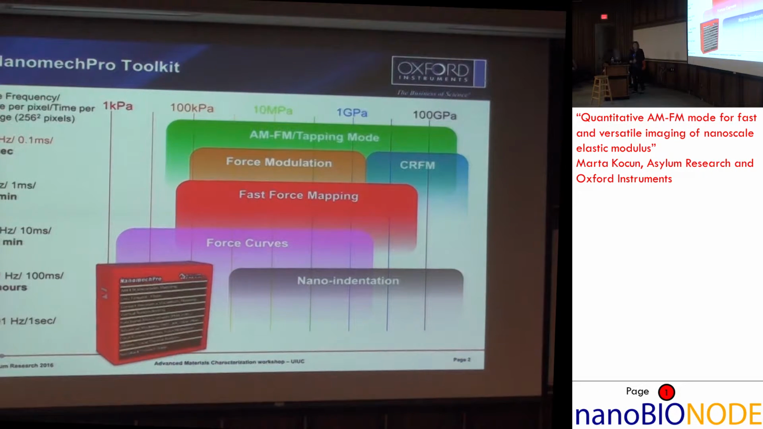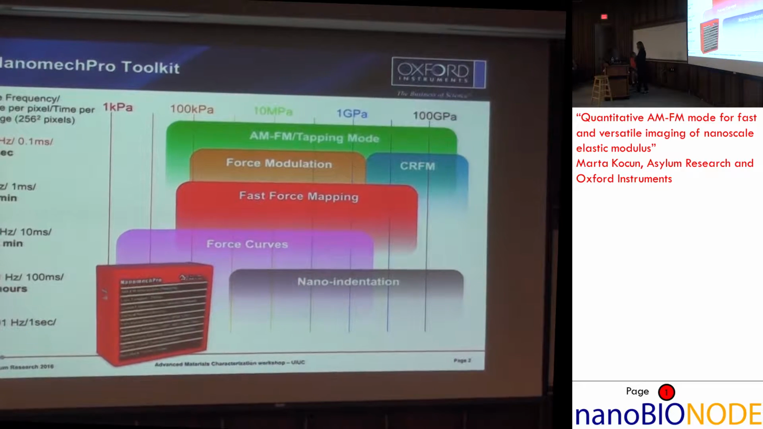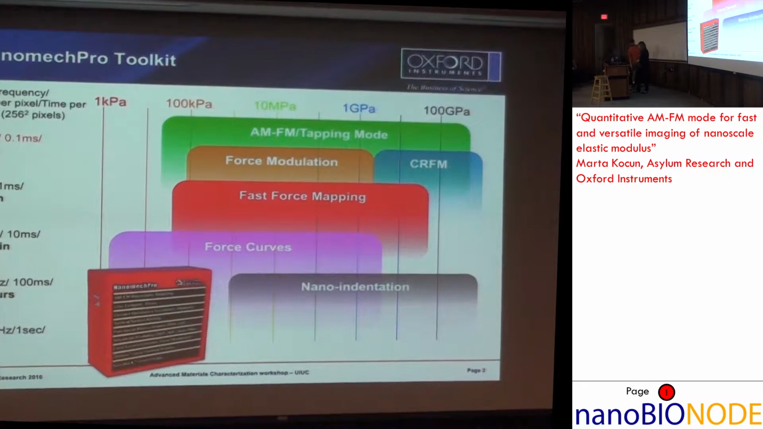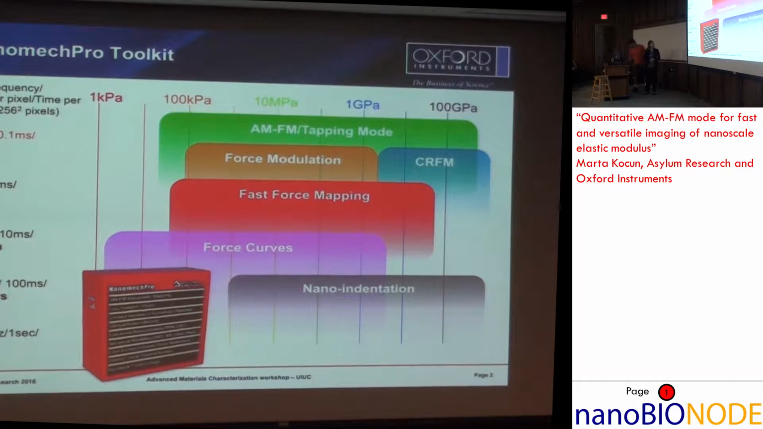Oops, you're missing some of the side of my slide. So basically, you can still get an idea of what I'm trying to show you here, even though you're missing some of the side of the slide.